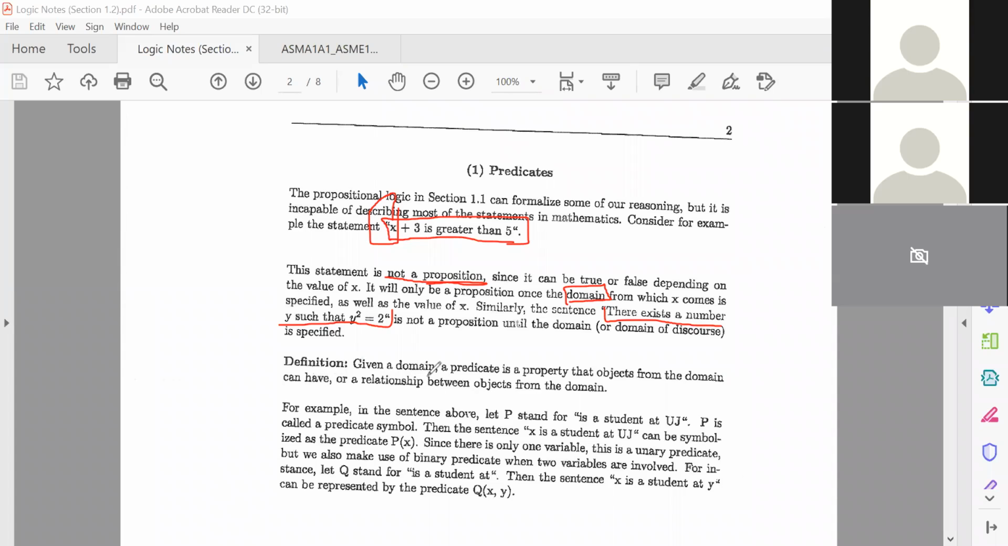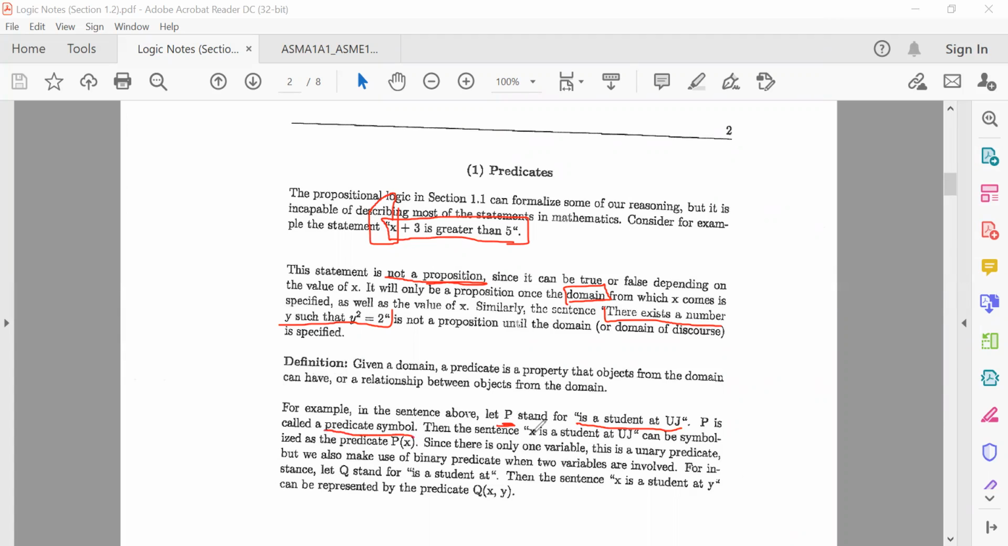They say given a domain, a predicate is a property that objects from the domain can have, or a relationship between objects from the domain. For example, I can say let P stand for "is a student at UJ." So P on its own is called a predicate symbol. If you notice, I'm not associating P with any variable.